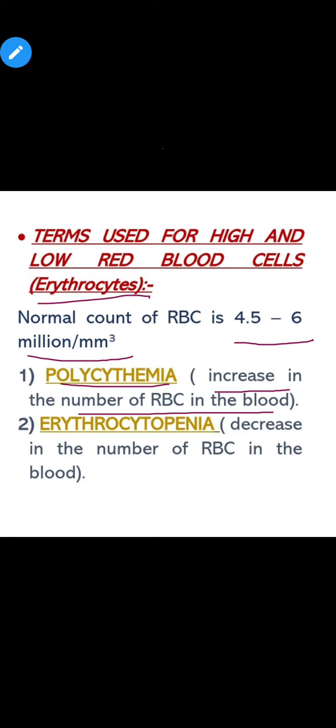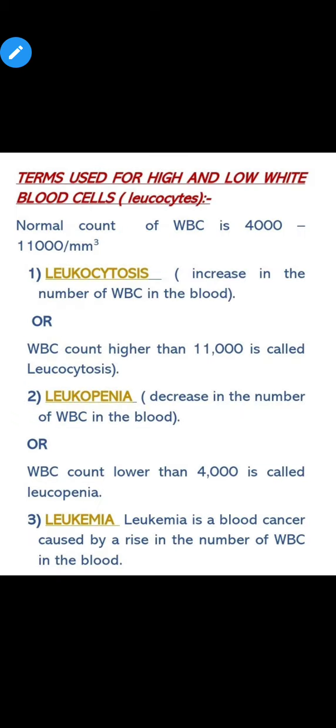Next is erythrocytopenia. This term is used when there is a decrease in the number of red blood cells in the blood. So erythrocytopenia is a low number of red blood cells in the blood. Next is the term used for high and low white blood cells.